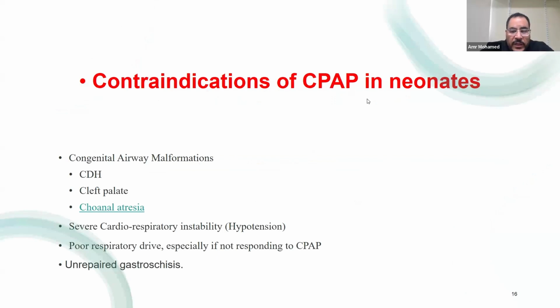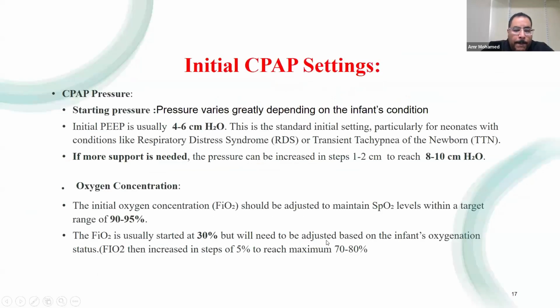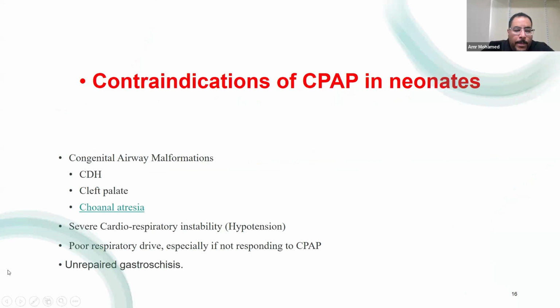And contraindications of CPAP. Congenital airway malformation, such as congenital diaphragmatic hernia, as you know, CPAP will increase intra-abdominal pressure, and that will worsen the hernia condition. On the other hand, also having gastric content intrathoracic will cause pressure on the lung and lead to pulmonary hypoplasia and a small lung on the affected side. So giving air pressure can increase the risk of pneumothorax on this side.